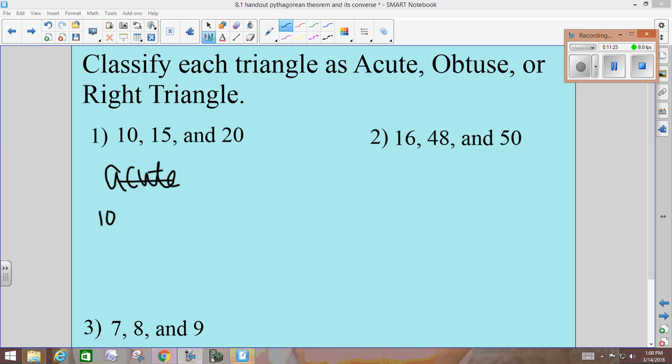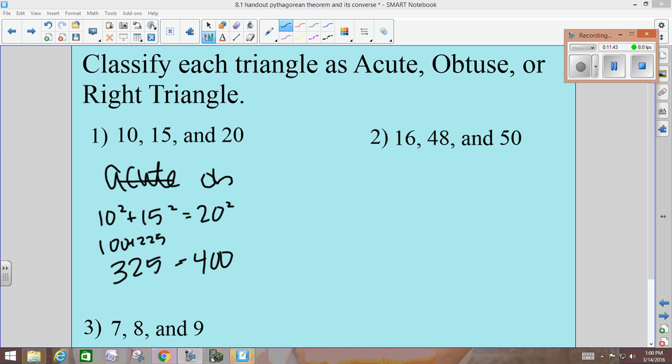You may have. 10 squared plus 15 squared and 20 squared. This would be 100 plus 225, so you'd get 325. And then you got 400 over here, right? Okay, don't look at the signs, look at what c squared is. Is c squared, the one that's by itself, bigger or smaller? So then it's got to be obtuse. Does that make sense? Yeah. Okay.